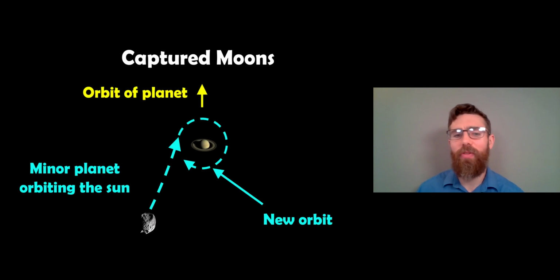Now, the more interesting one for me, really, is the captured moons. So here, you've got a planet orbiting a star. You then also have minor planets or asteroids orbiting the star as well. Now, if the two get close enough and their speeds are relatively low, then the minor planet, the smaller object, can get captured onto an orbit around the planet. It then becomes a new moon. Now, it didn't form with the planet. It formed somewhere else in the solar system, and then it just got captured onto a new orbit. It's now a moon.